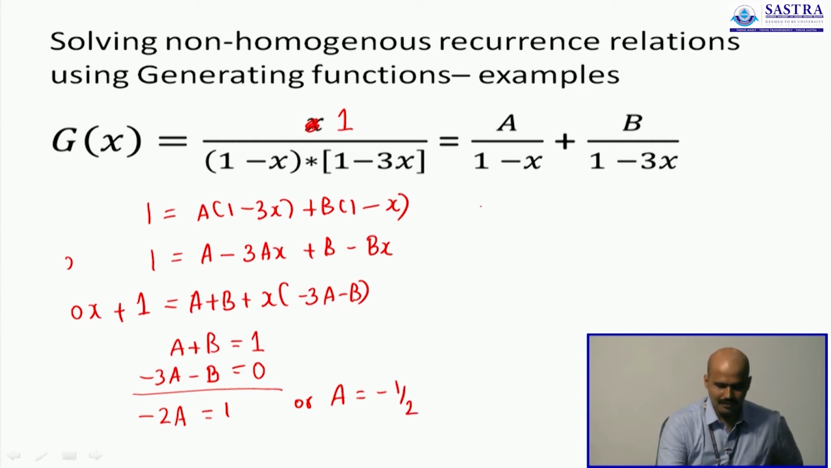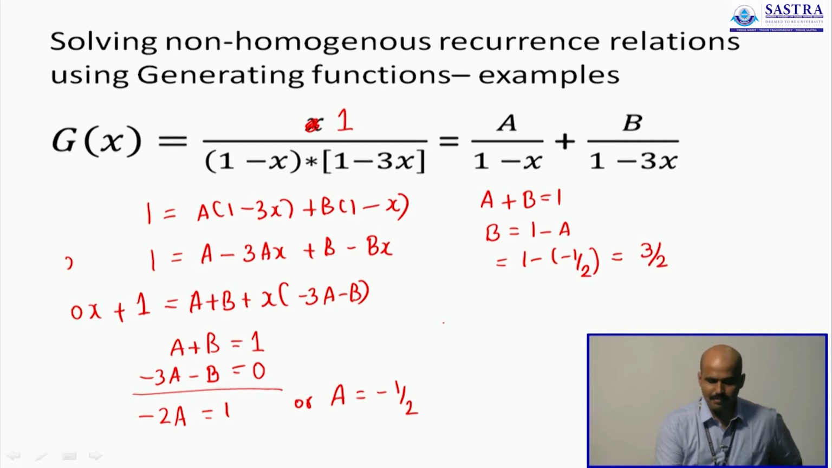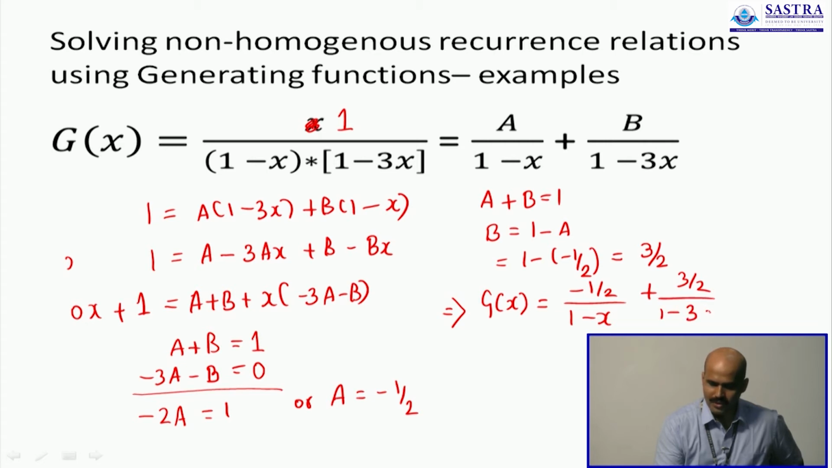If a is minus half, we know that a plus b is 1, or b is 1 minus a. So b is 1 minus of minus half, and therefore b is 3 by 2. So now you have a and b before us, which means the generating function which we are after is given by the expression g of x is equal to minus half by 1 minus x plus 3 by 2 upon 1 minus 3x. Now all that we have to do is rewrite them in terms of a power series and generate the sequence that we are after.